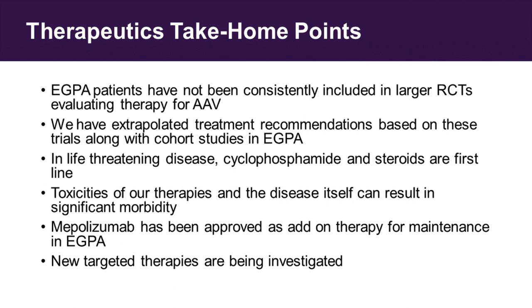So some take-home points on therapeutics. EGPA patients have not been consistently included in these larger randomized control trials evaluating therapy for ANCA vasculitis. We're using a lot of the information from those trials and applying them, but we have to just keep in mind that that is a risk we're taking and we're extrapolating data. And in life-threatening disease, cyclophosphamide and steroids are still first line. Toxicities of our therapies and the disease itself, of course, can result in significant morbidity. And we have mepolizumab, which has been approved as an add-on therapy for maintenance in EGPA. And of course, new therapies and new targets are being investigated. So we do have some hope on the horizon.